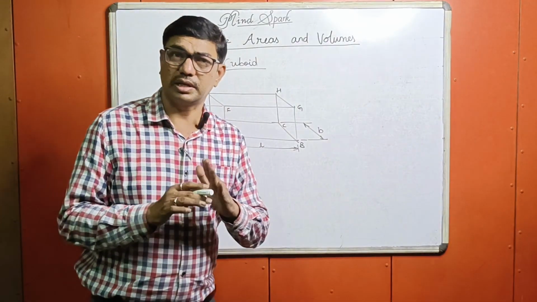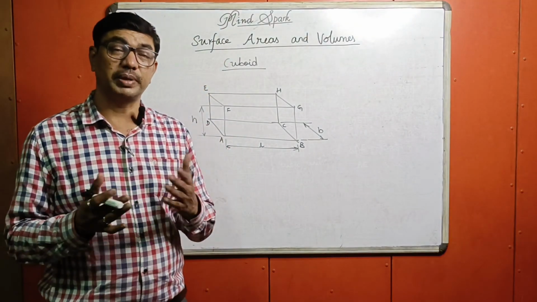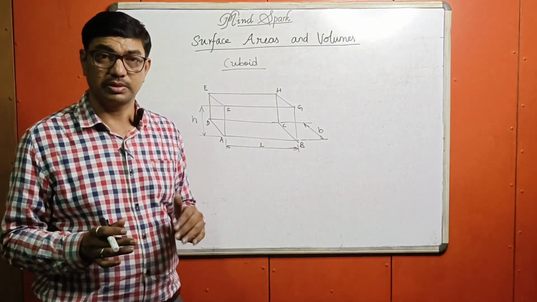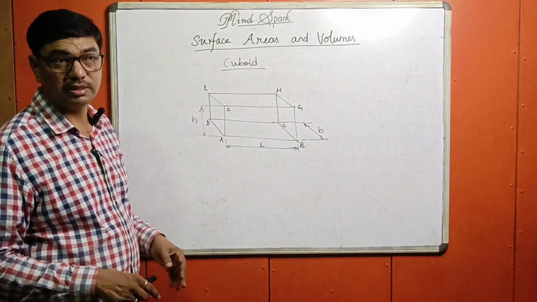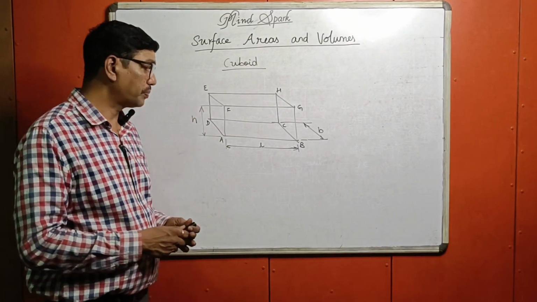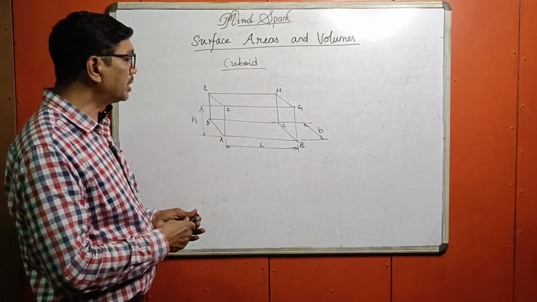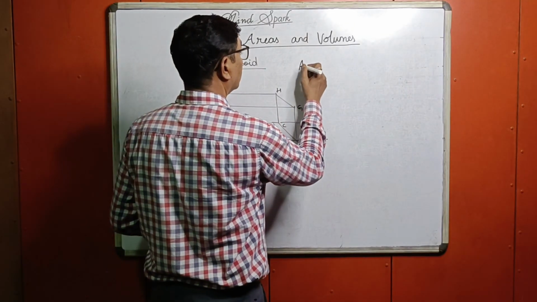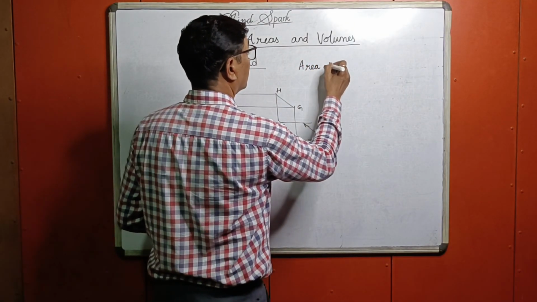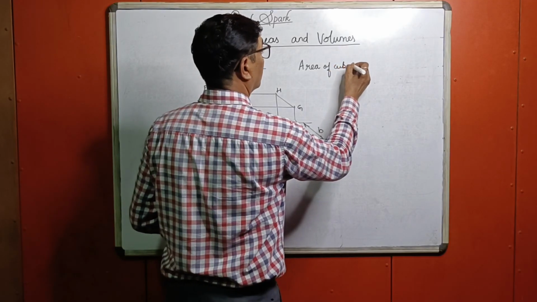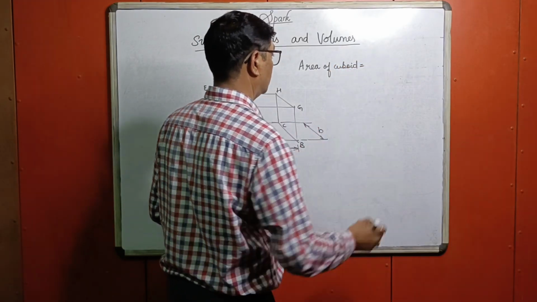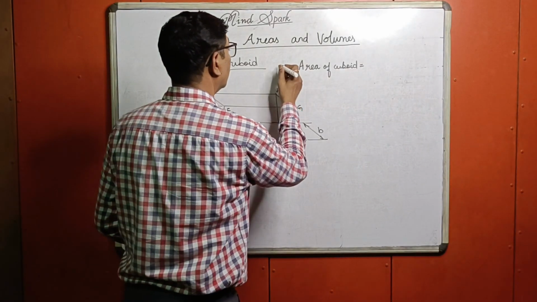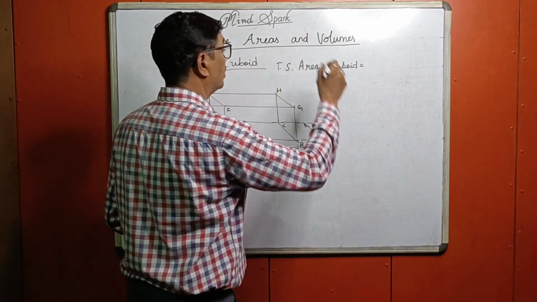Okay, this is a general thing. General thing is what? Area of the base into height. That is the volume of cuboid. So that is the prism. Okay, yeah, this is also called a prism. Okay, then now coming to the area of cuboid. So what is total surface area? Okay, you can tell total surface area of cuboid.